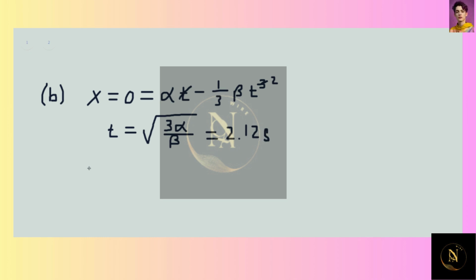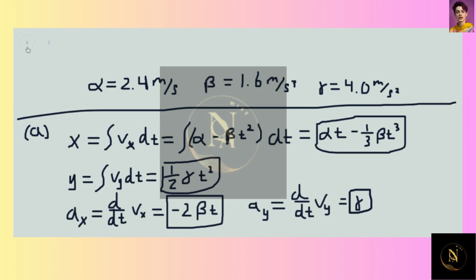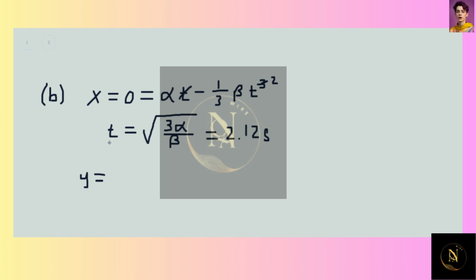Okay, so now plugging in that value for time into our equation for y, which we found to be 1/2 gamma t squared, as well as our value for gamma, we find that y is equal to 9 meters. We can box that in as our solution for part B.